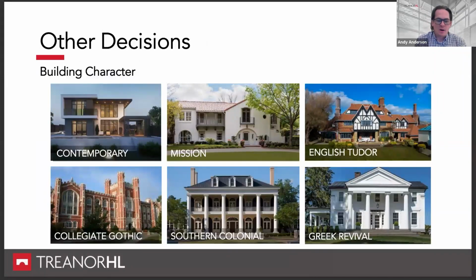So this is the fun part. Another decision that we work with you on early on is what is the building character of this house? There are all kinds of styles of architecture out there, but we help you think about the considerations and how we define this. The look of the house is really what defines your chapter on campus. It's sort of the first image, the first impression your chapter makes on campus when people walk down the street.